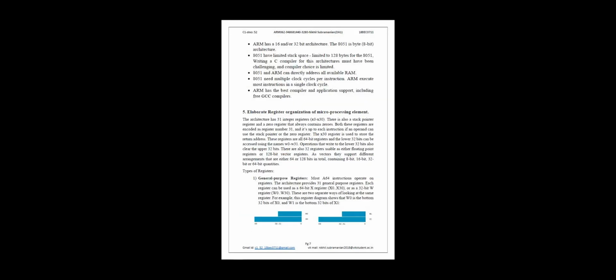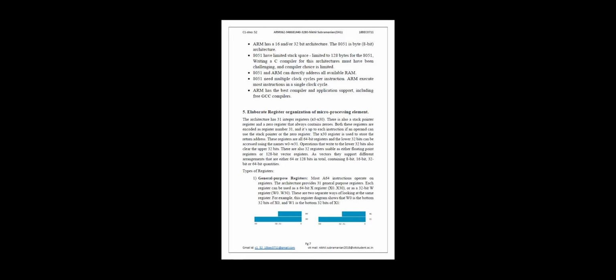Now to correlate the ARM with the 8051 studied in Module 1 and Module 2. The 8051 is a Harvard architecture, whereas ARM is a von Neumann architecture, which basically means that in the 8051, separate memory spaces are given for RAM and program memory, but in ARM, RAM and program are in the same space. ARM has a 16 or 32-bit architecture, whereas the 8051 has an 8-bit architecture. The 8051 has limited stack space, limited to 128 bytes, whereas that is not the case in ARM.